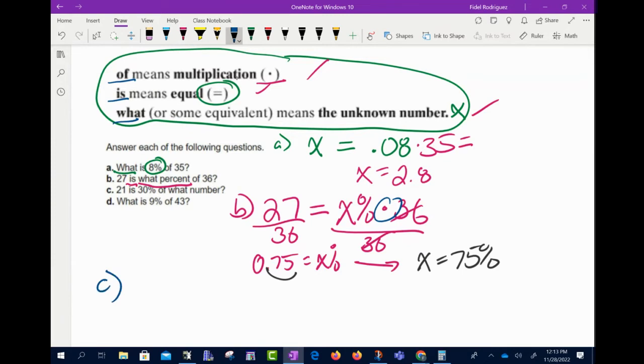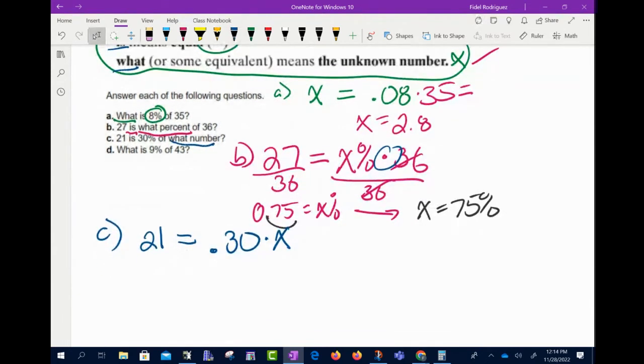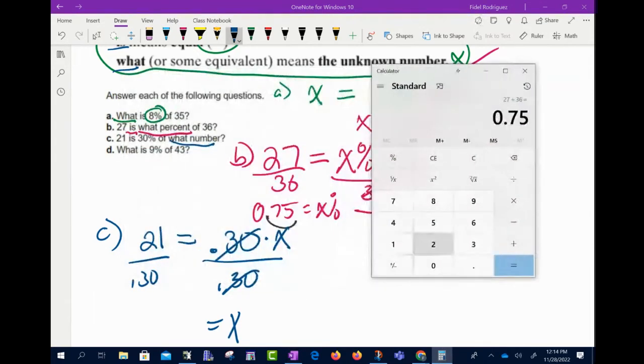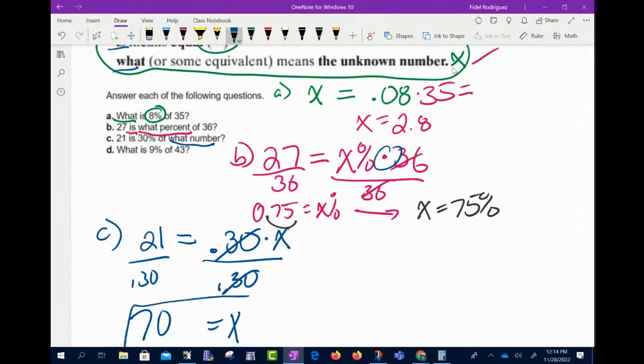So when I do part C, it says 21, so I'm going to write 21. Is means equals. 30% as a decimal is 0.30. Of means to multiply, and what number is going to be my x, okay? So if I'm trying to solve for x from here, since it's being multiplied by the 0.30, I'm going to divide by the 0.30. So I'm going to take 21 and divide it by 0.30, and we're coming up with 70, okay?